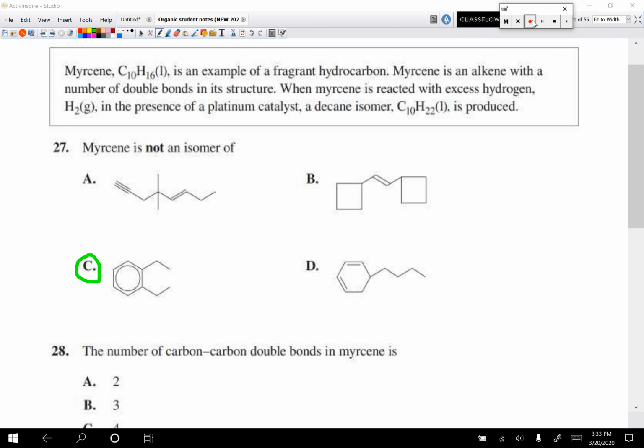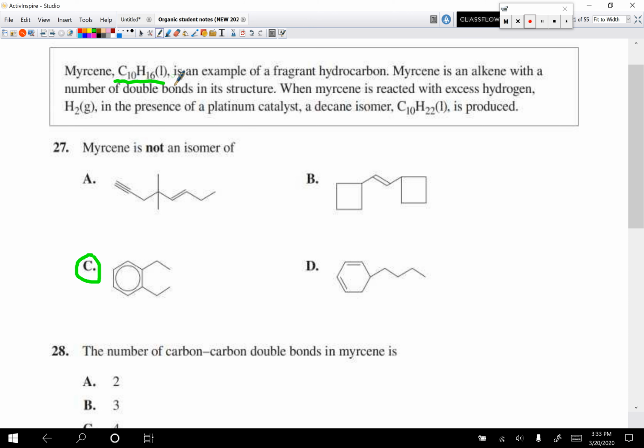Now, for this one right here, there's no other way around it. There's no quick way to actually figure this one out. You're given line formula for a reason, because as I mentioned in class before, with line formula, it's very hard to predict how many hydrogens are present. So that's why this question exists. We know myrcene is C10H16.